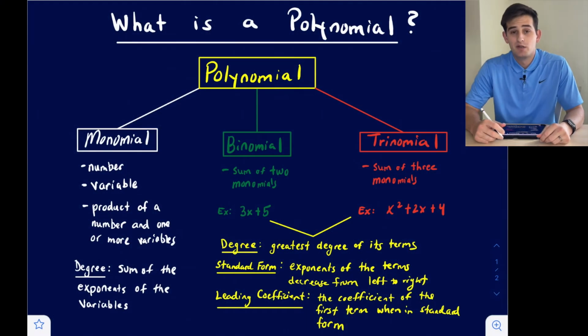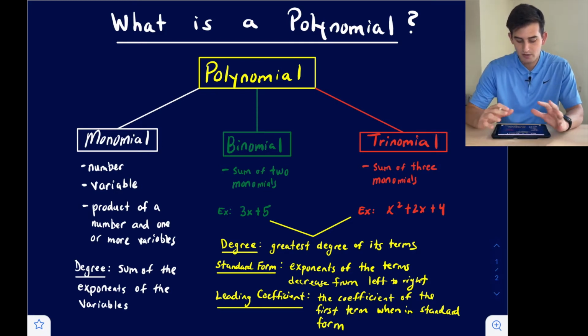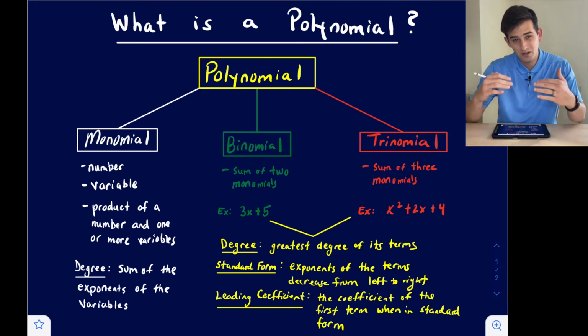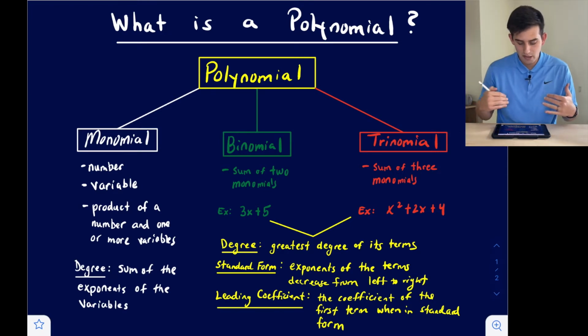Hello everybody, in this video we're going to talk about polynomials, how to classify them, and the different types that we might see. So we look at this diagram here and we see at the very top the word polynomial, right? Under the word polynomial we have three other terms: a monomial, a binomial, and a trinomial. We'll talk about each one of these three, how they're related, how they're different, and some key characteristics about them that we need to know.